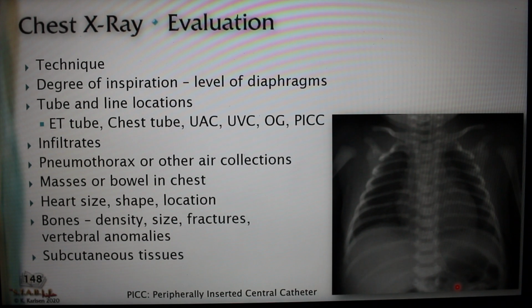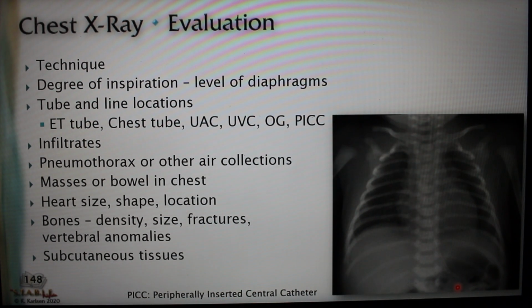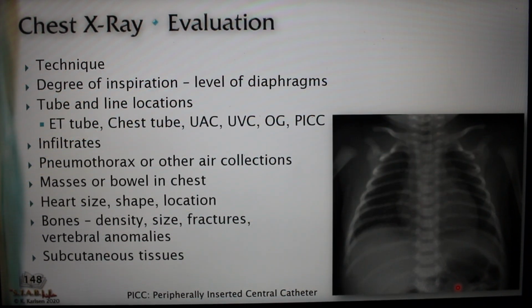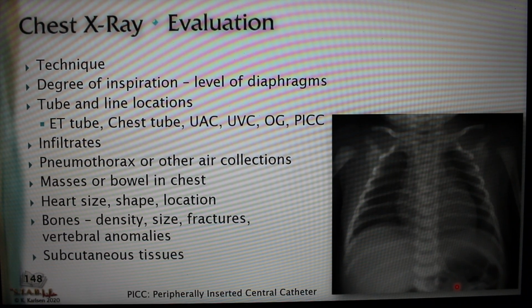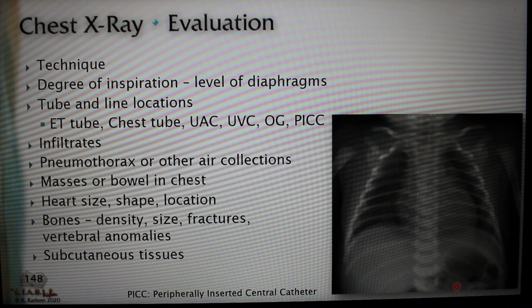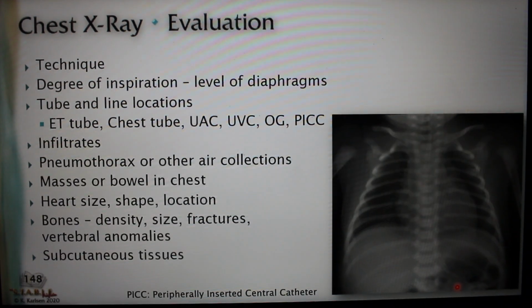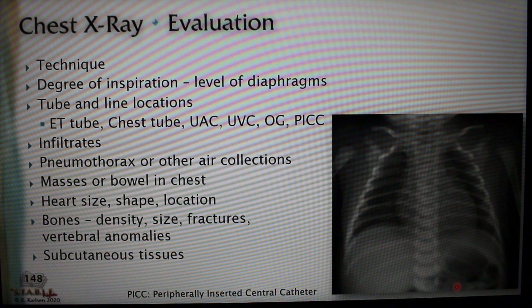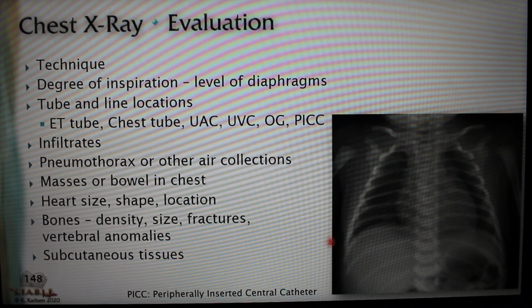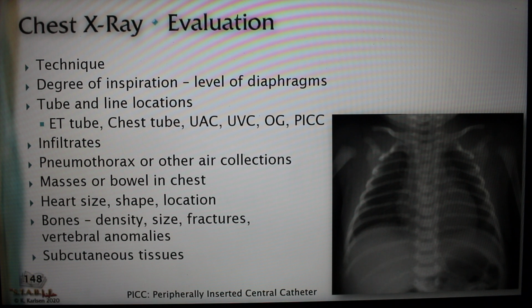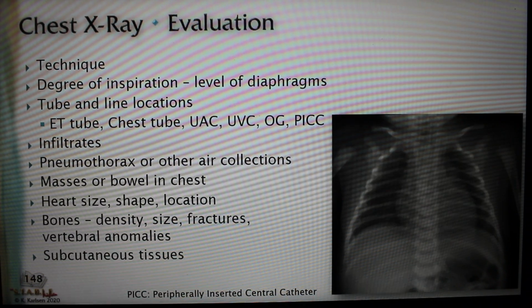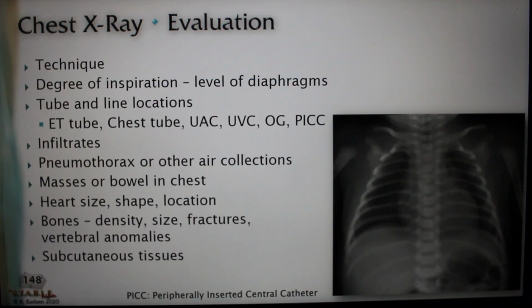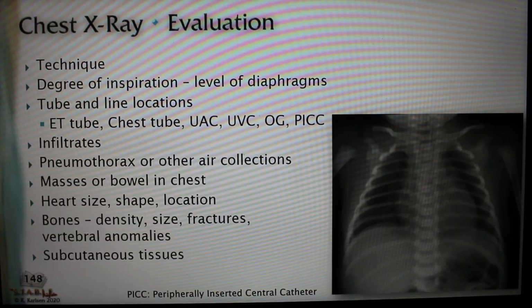We're going to be looking for pneumothorax or other air collections. We're going to be looking for masses. Is there bowel in the chest? We're going to be looking at the heart size, the shape, the location. We're looking at the bones, the density of the bones, the size of the bones. Are there any fractures, any vertebral anomalies? And we're also going to be looking out here into the subcutaneous tissue. After you get good at looking at chest X-rays, you can basically go down that list pretty quickly, within just a few seconds.